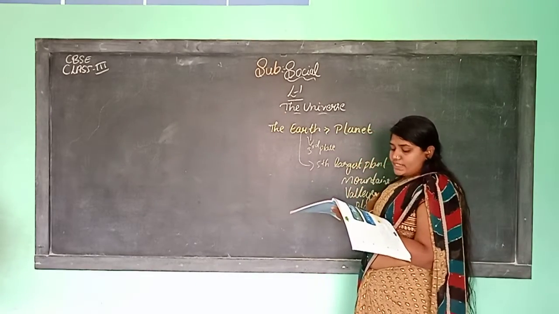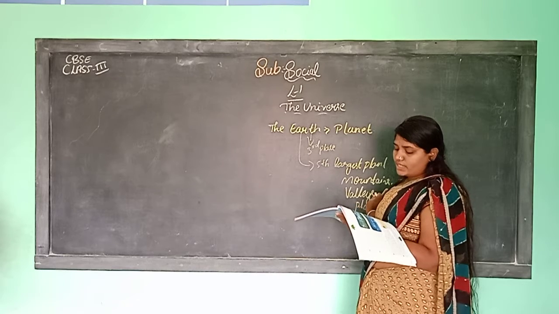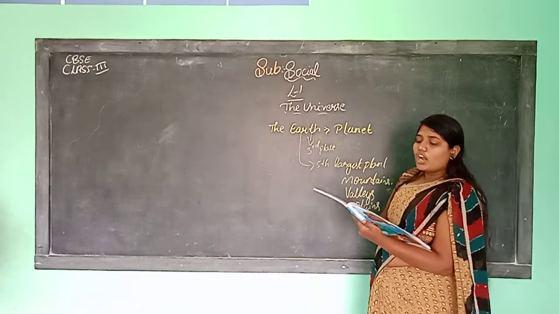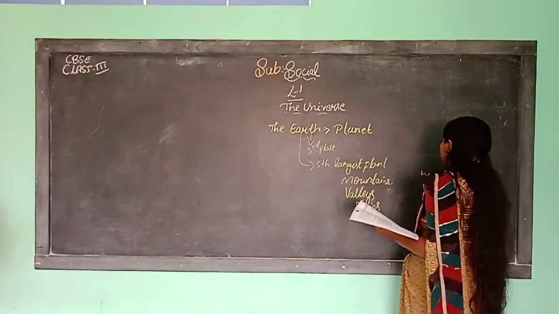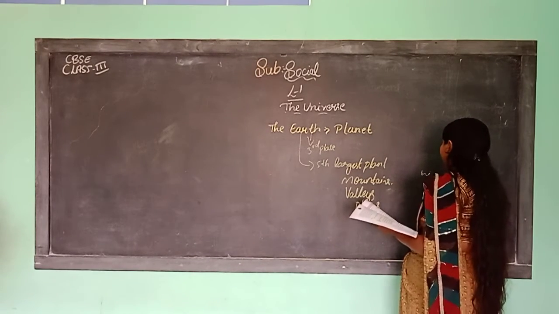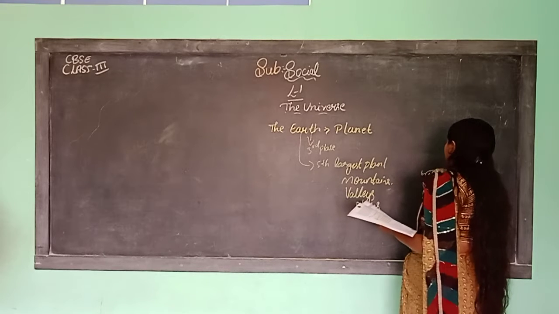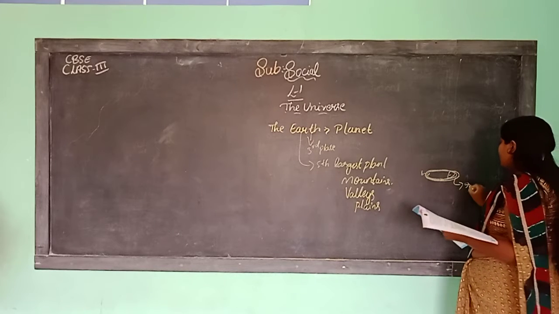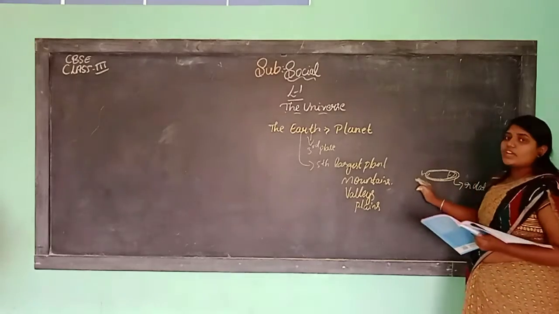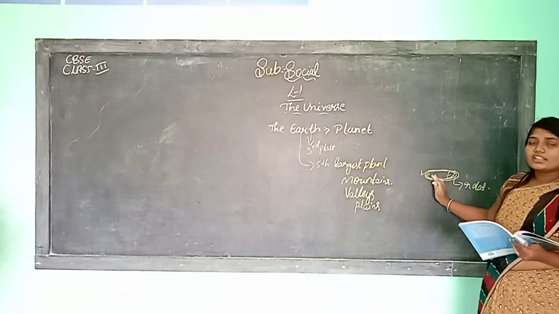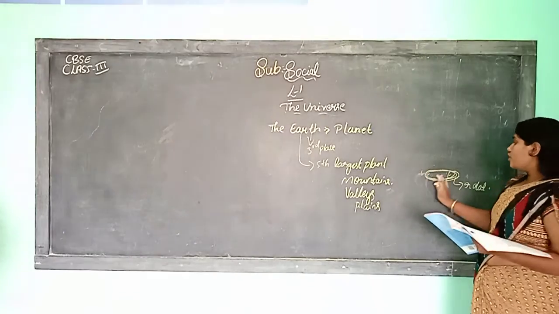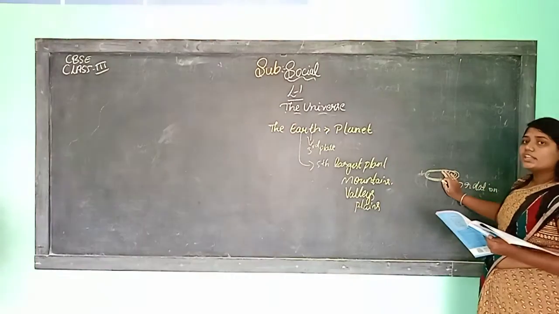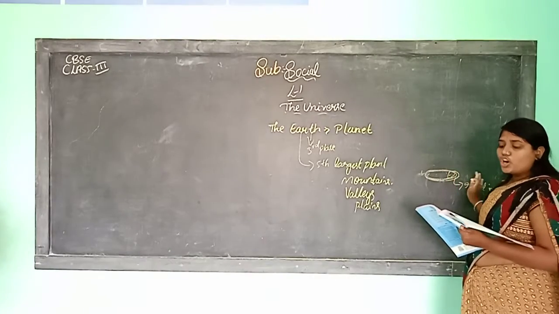It moves around itself while moving around the Sun. The movement of the Earth around itself, from west to east, is called rotation. See, this is the west, this is the east, the Earth is turning like this by itself. So this movement is called rotation. What is rotation? The movement of Earth around itself from west to east is called rotation.